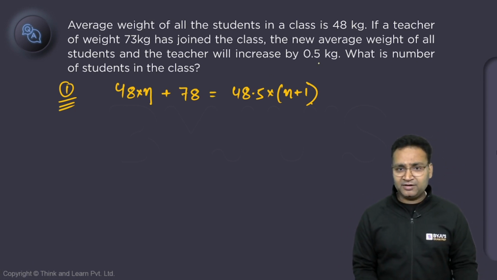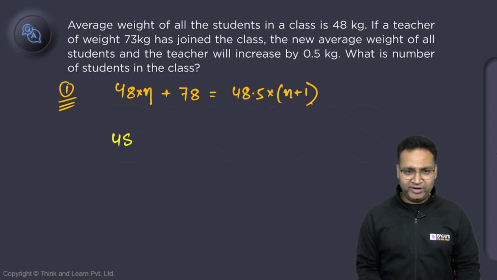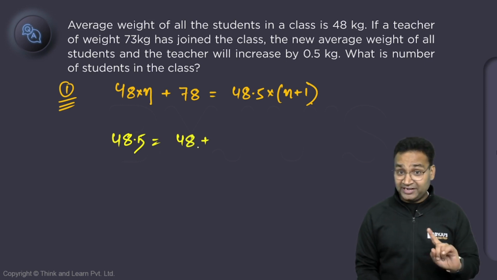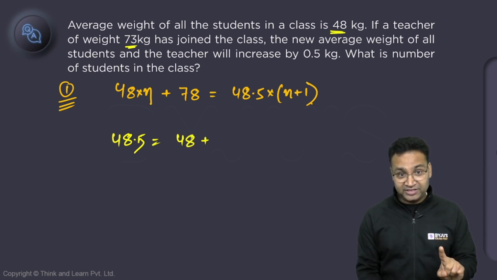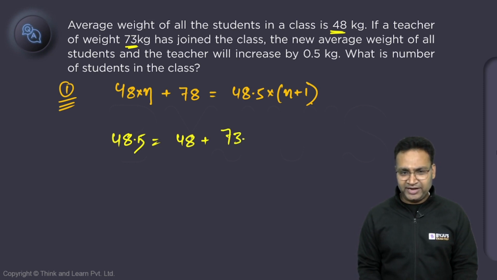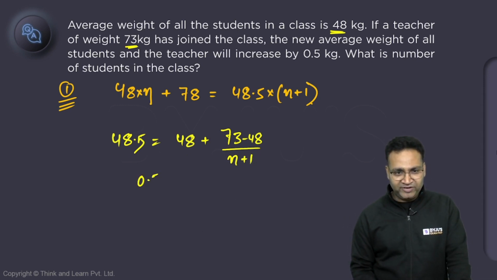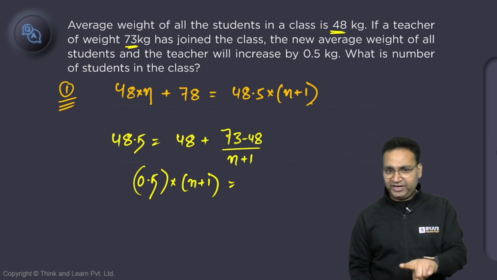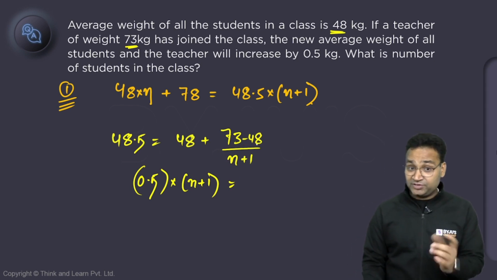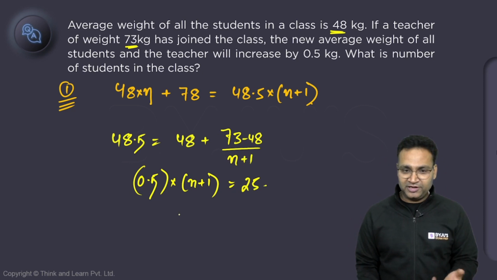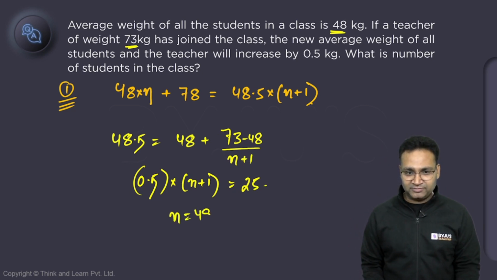I can say final average is 48.5, the new average, previous average 48. What is the deviation? He is joining, so it is 73 minus 48, divided by the number of members, n plus 1. So basically you bring this 48 here, so it is 0.5 into n plus 1, equals 73 minus 48, which is 25. 48 plus 5 is 53. Clear? What is the value of n? 49.